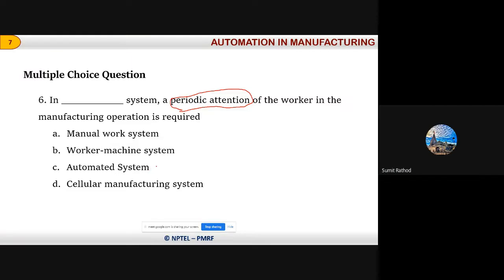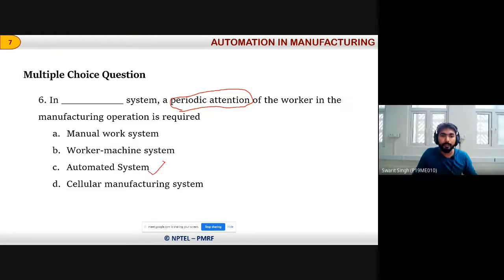Automated system. In an automated system, we require to periodically attend that machine which is performing that task automatically. Okay, so can you give some example of this automated system that you have gone through? As a mechanical engineer, you must have seen some automated system.